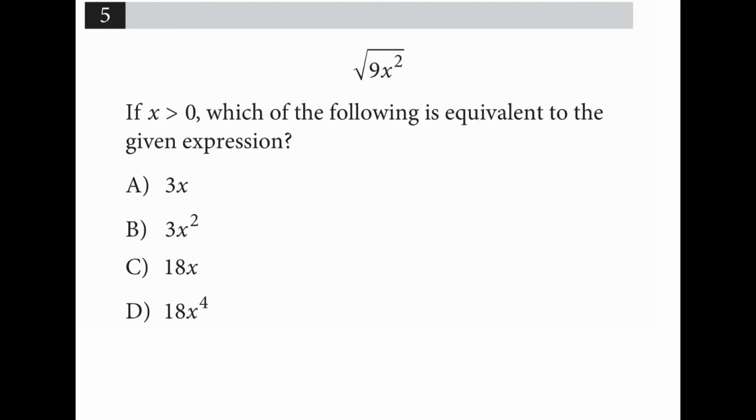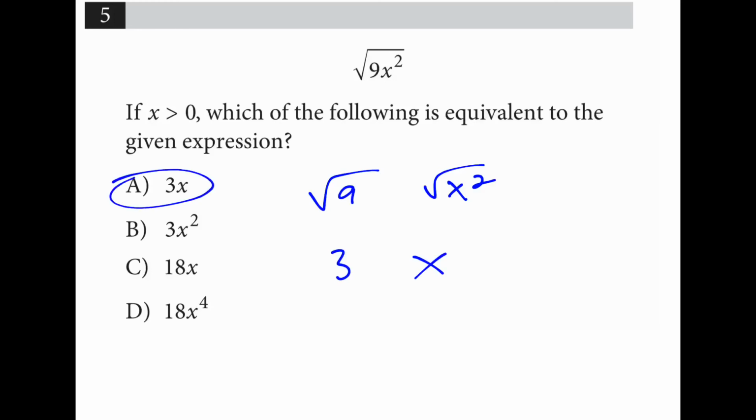Since we're taking the square root of 9x squared, we can split this and take the square root of 9 and take the square root of x squared. This is just 3, this is just x. The answer is A.